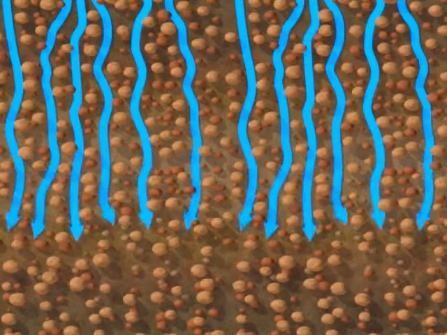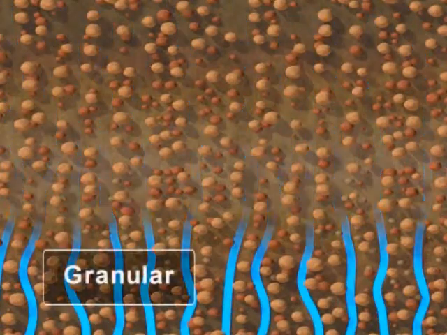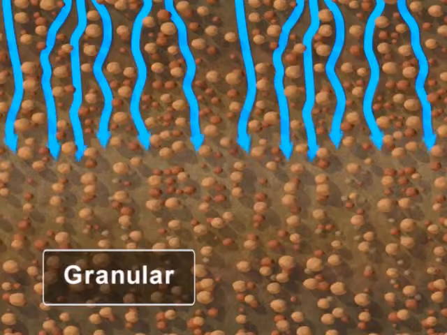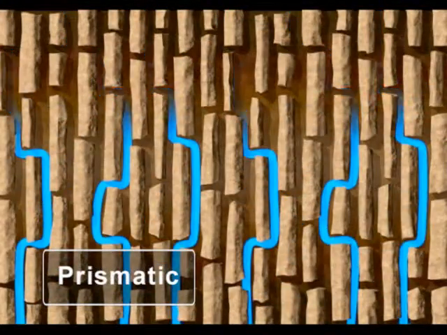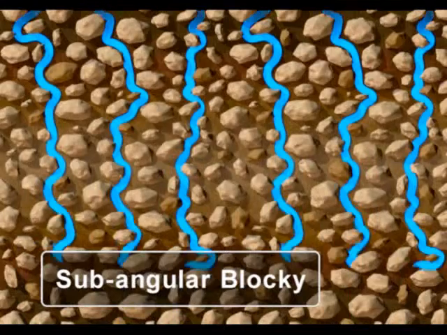Soil structure also impacts water movement. Water moves more quickly downward in soils with granular structure than a soil with platy structure that forces a longer, indirect path downward. Other structures include prismatic and subangular blocky.